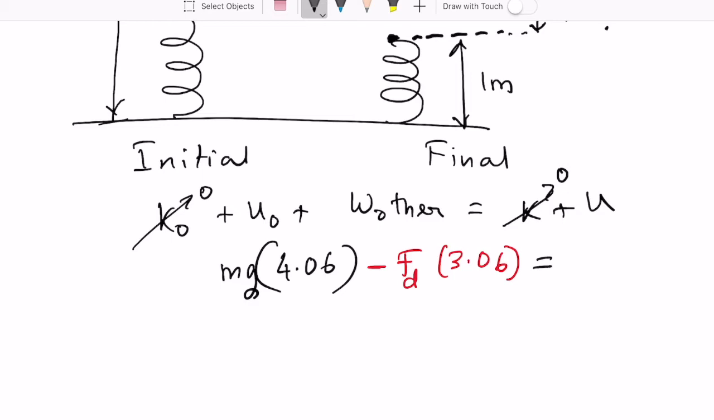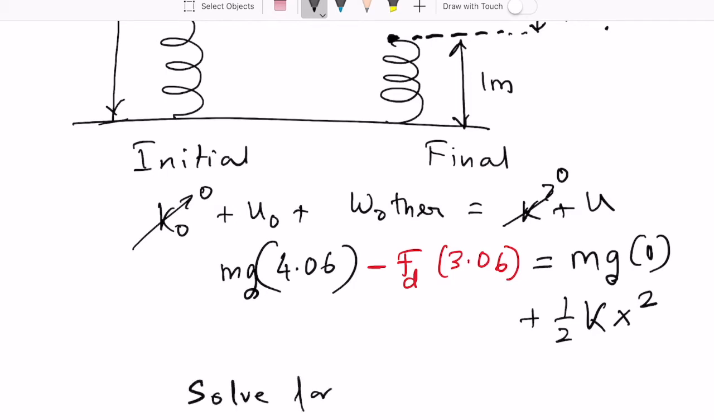So the gravitational potential energy is going to be mgh, so it's going to be mg times 1. And what about the spring potential energy? The formula for that is just half kx squared. K is given and x is what we are looking for. And we are done. So this is our equation. All you have to do now is just plug in all the numbers. We have numerical values for everything, and you just have to solve for x. I'm sure you can finish that on your own.